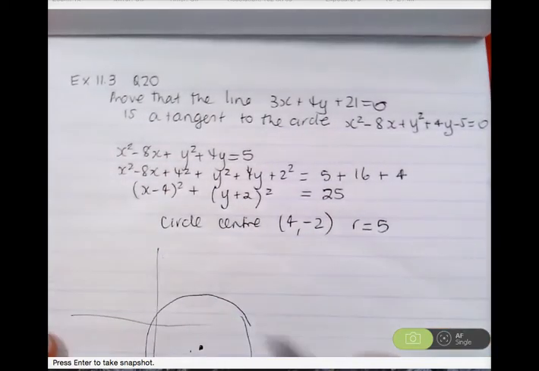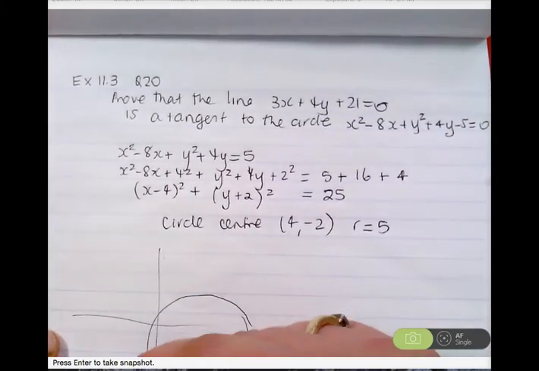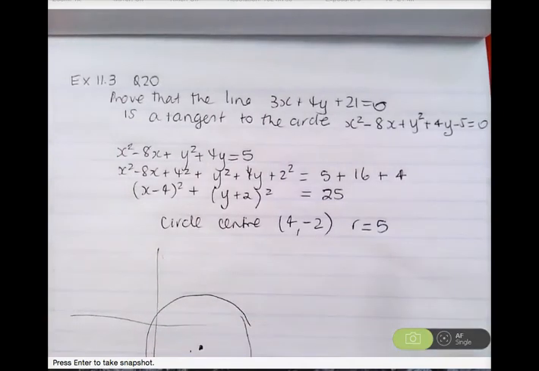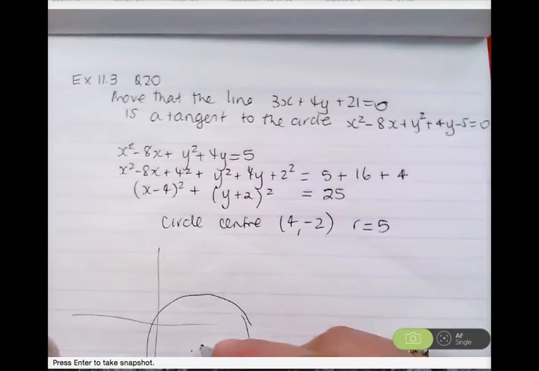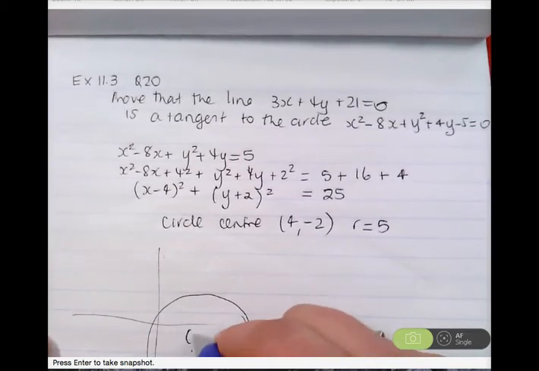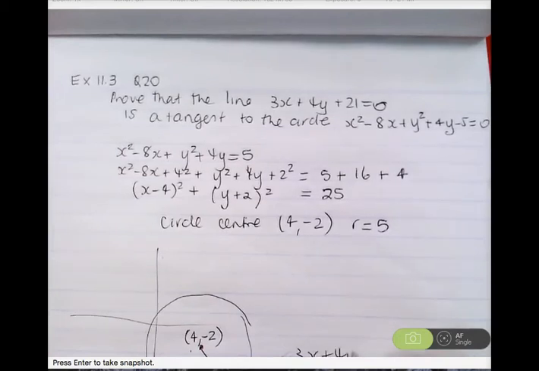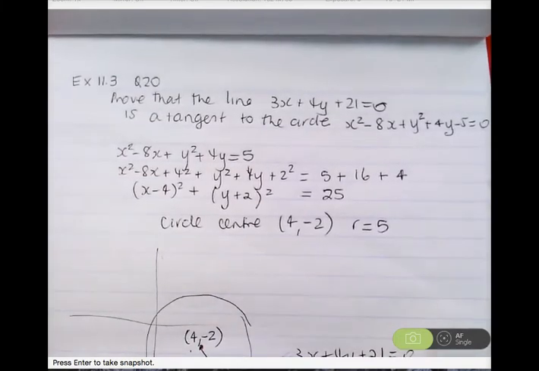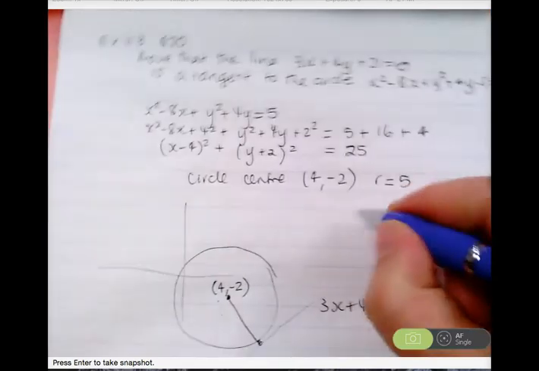Now we've got to show that the line 3x plus 4y minus 21, I don't know what it looks like, it might go like this. So what I need to do, I don't know exactly where that line is, but I've just got to show that the perpendicular distance of this point, which is the center of the circle, to that line equals 5. So now, I need some room. So I'll do it back up here.